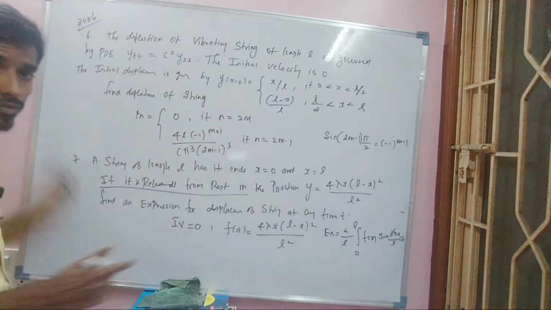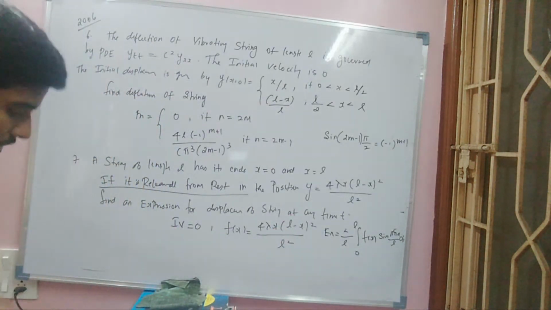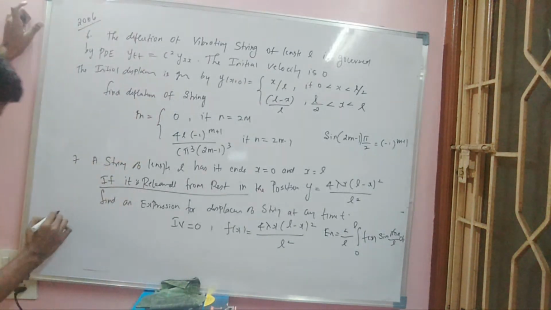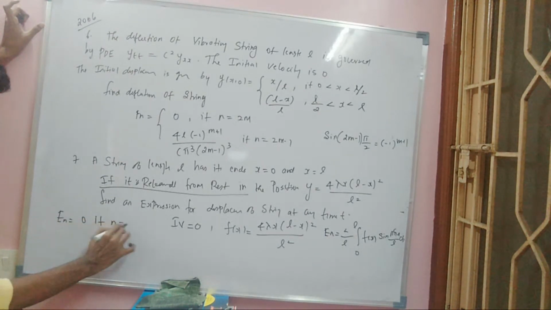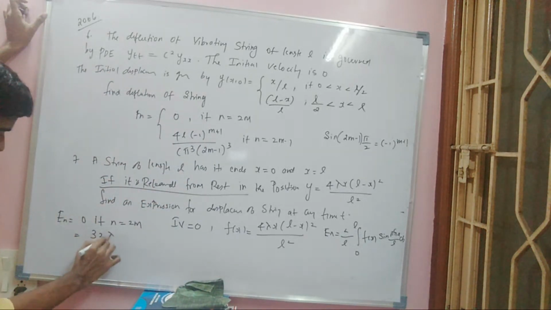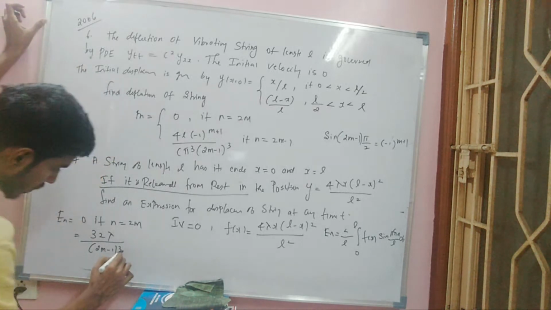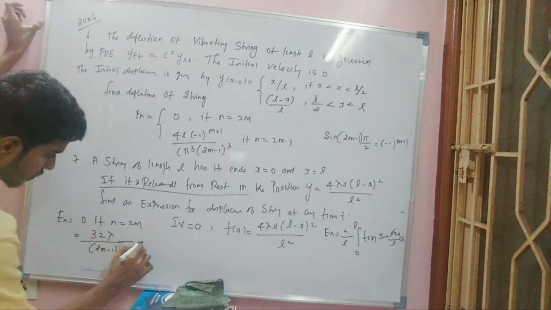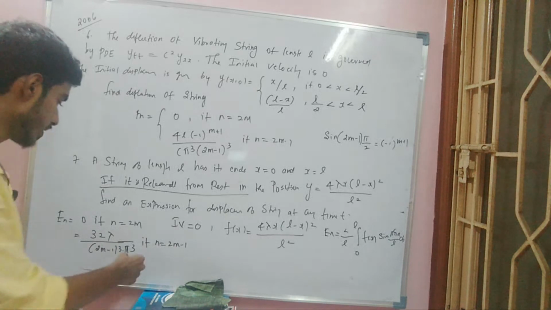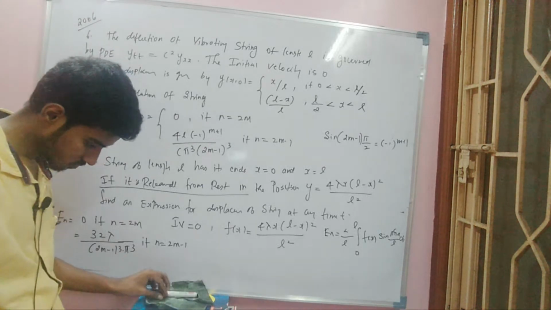So here for Fn you will have 2 by n pi c. You substitute f of x equal to 4 lambda x (L minus x) whole square by L square. Now use integration by parts or Bernoulli's formula. You will find En, right? The answer for En will be 0 if n is equal to 2m, and when n is odd we will have 32 lambda divided by (2m minus 1) whole cube times pi cube, if n is equal to 2m minus 1. You just have to integrate, that's it, right? So this is the answer for the seventh problem. I will give you one more problem.